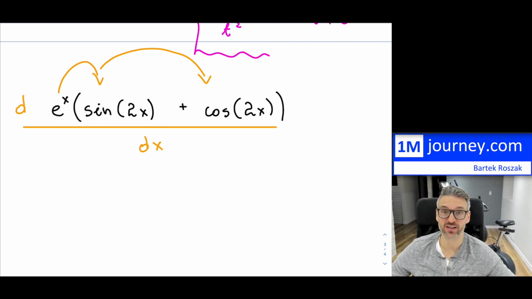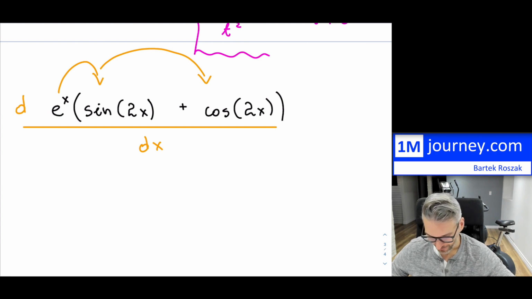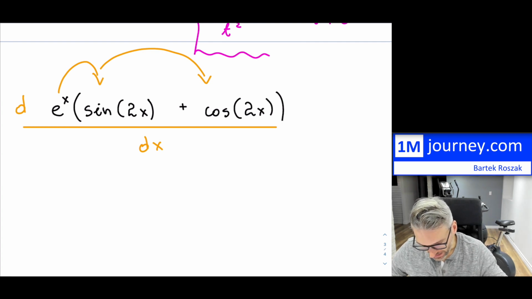We have e to the x, which is very well behaved. Sine 2x is defined for all x unless we put some restrictions, but there's none here. And cos 2x is the same. So this is actually defined for all x. That's pretty good. Now, if you wanted to bring that inside, you're going to be running into a little bit of an issue. Let's not bring it inside. Let's try to use the product rule.